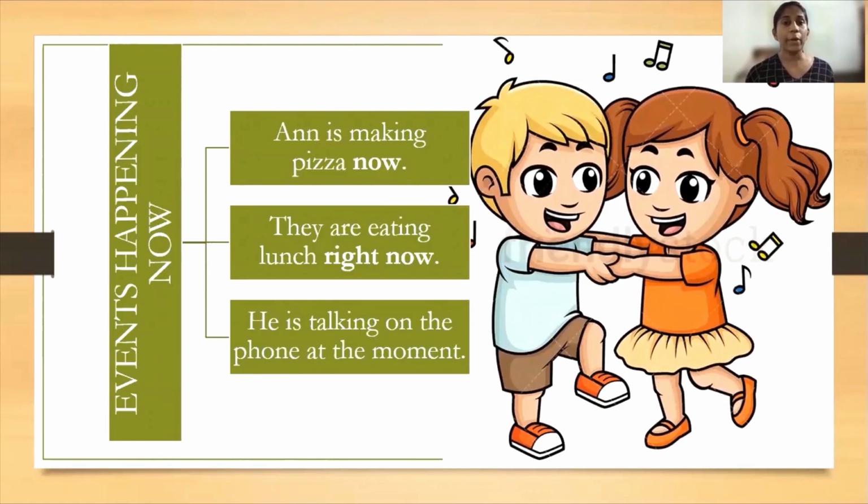Events happening now. Anne is making pizza now. It is an example for events happening now. And another example is, they are eating lunch right now. That is also an example for events happening now. And also there's another example. He is talking on the phone at the moment. At this moment, he's talking on the phone.